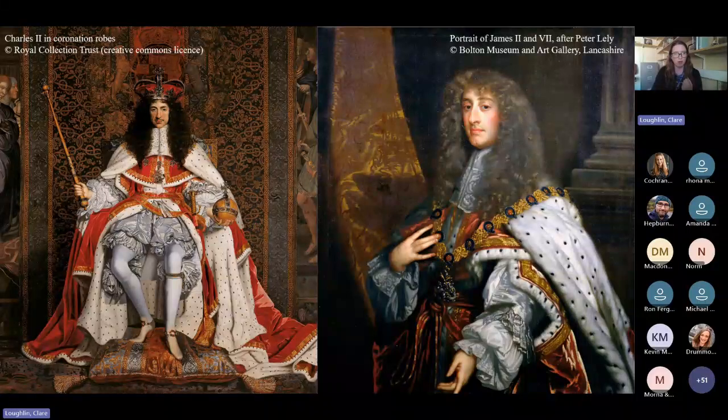James is the younger brother of King Charles II, who was restored to the thrones of the three kingdoms in 1660 after over a decade of civil war and Cromwellian Republican government.